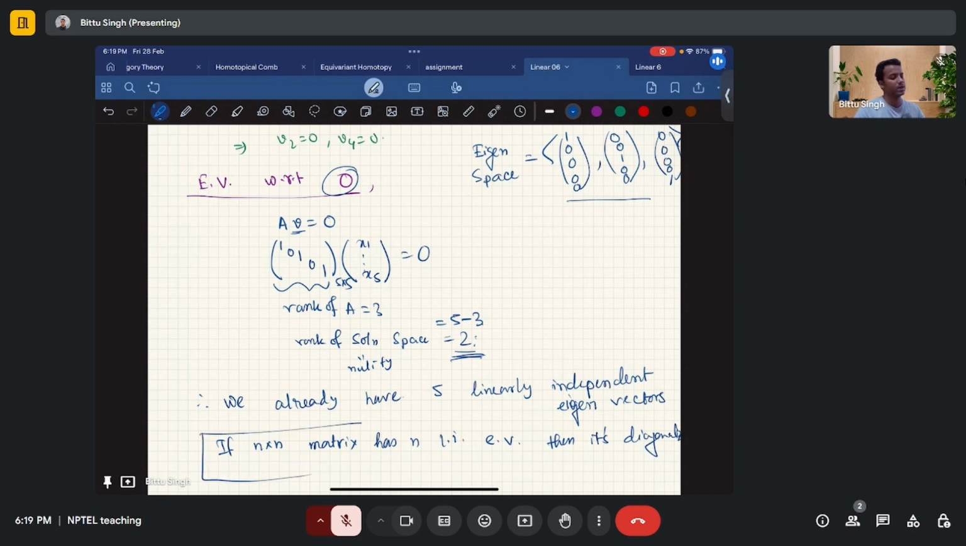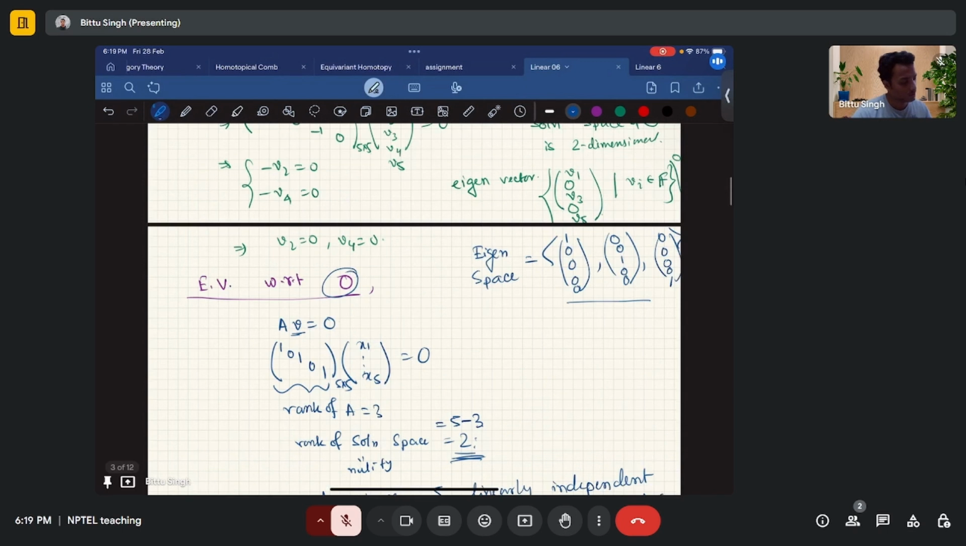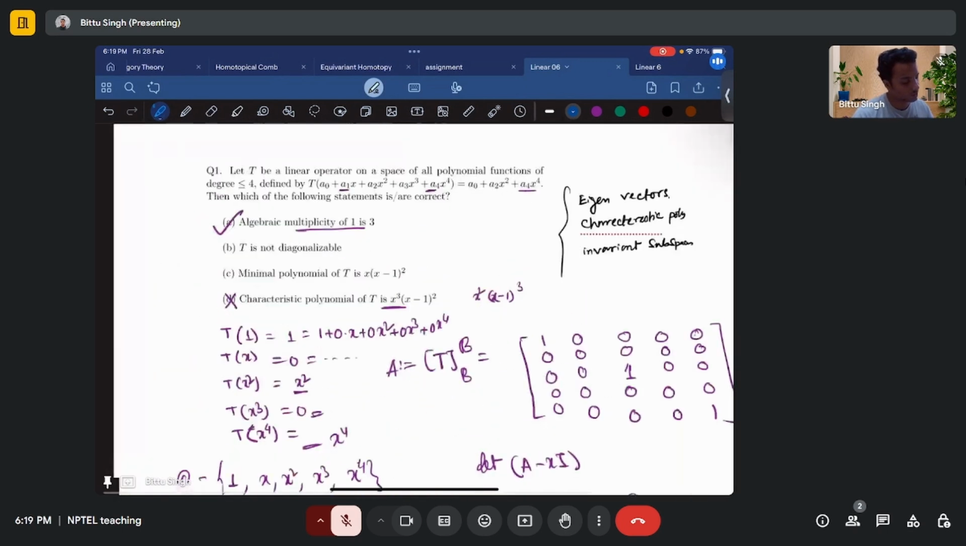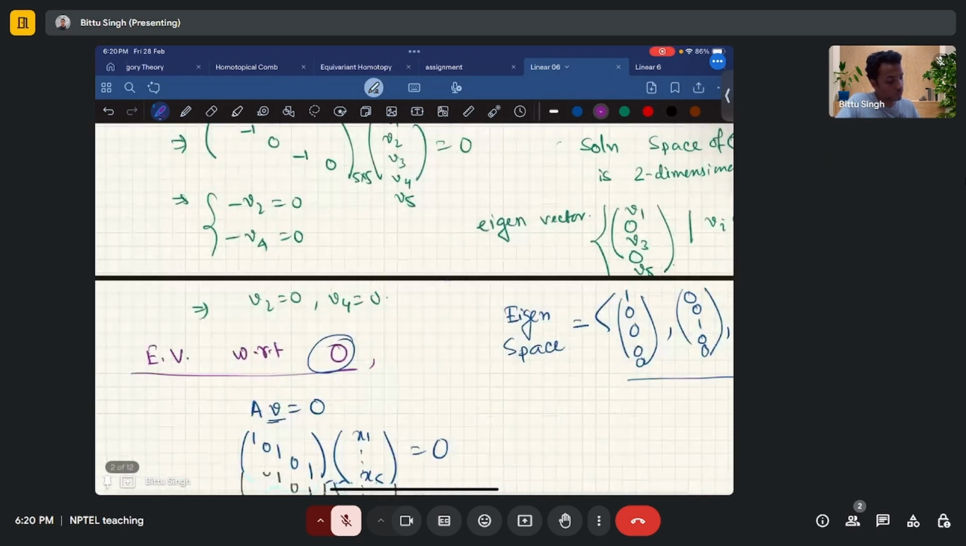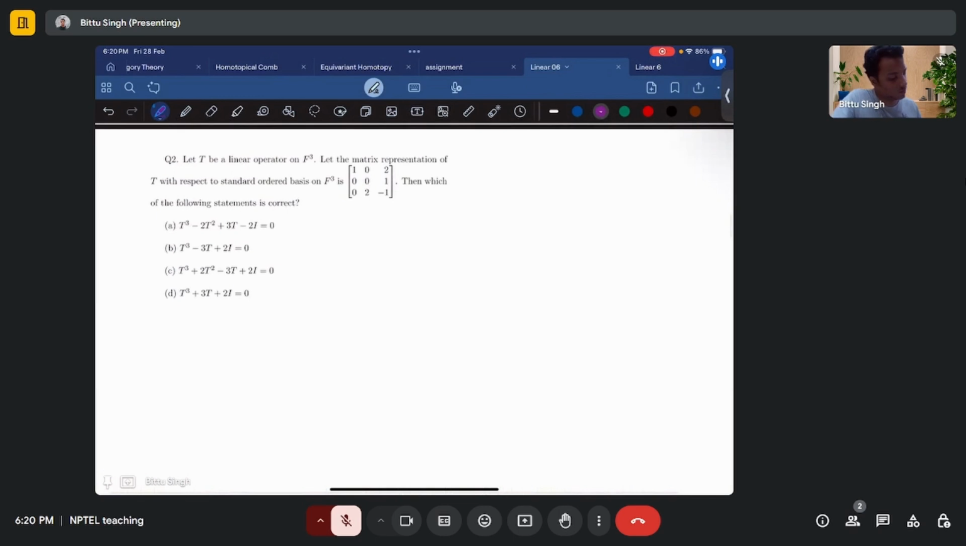From this result, it is clear that this is diagonalizable. So that answer is also correct, that T is diagonalizable. Okay. So A and B are the only correct answers, and C is incorrect. Okay. So we'll see later why this is incorrect.